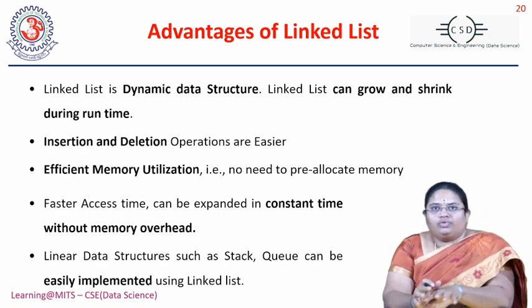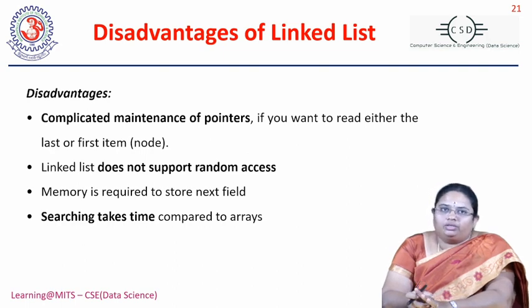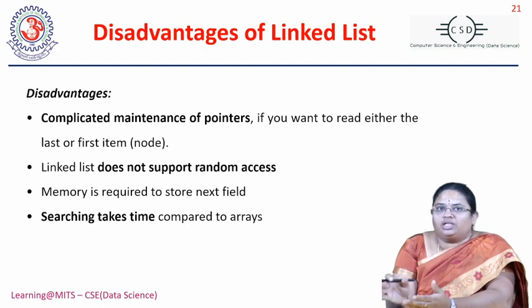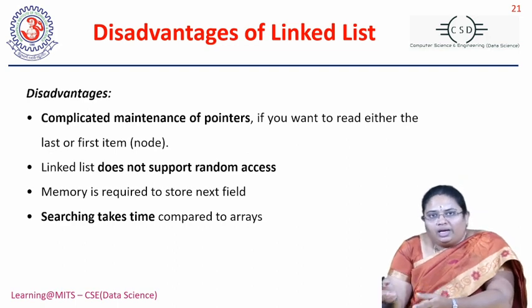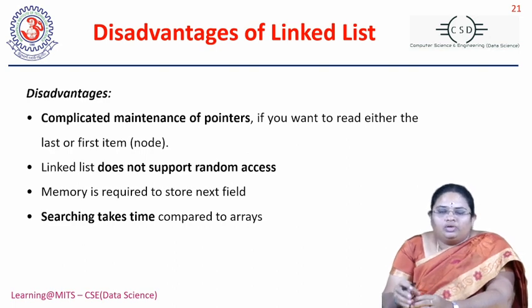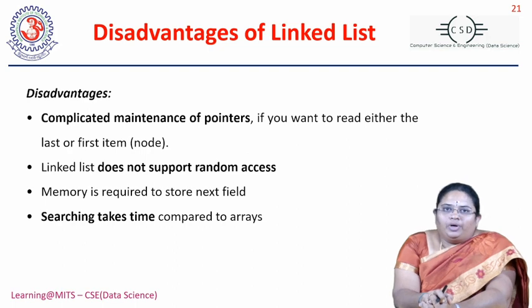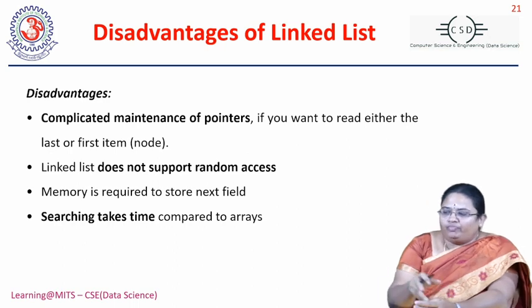The disadvantages of using a linked list are that we have to maintain pointers, which makes it complicated. And we can only traverse from the first to the last, that is, we access the elements sequentially. We cannot pick an element at random, at the fifth position or the seventh position; we can only traverse sequentially. We also use extra memory to store the address of the next node. And compared with arrays, where searching can be done in linear time, here it takes more time.